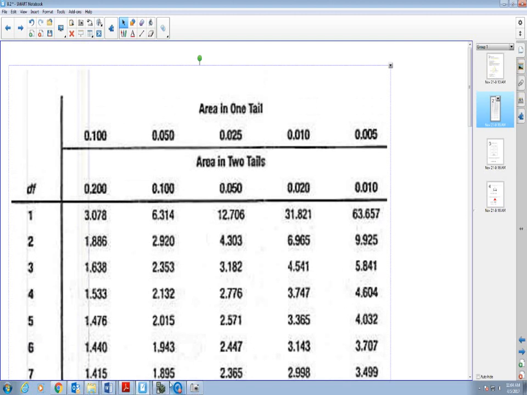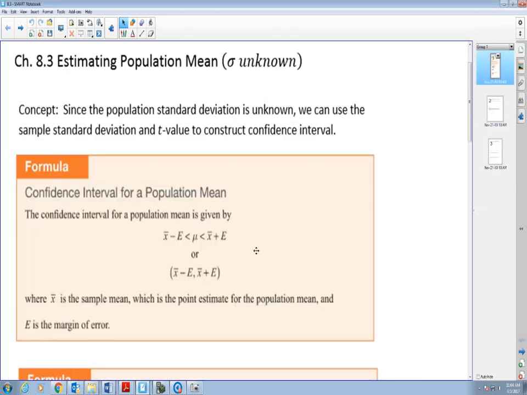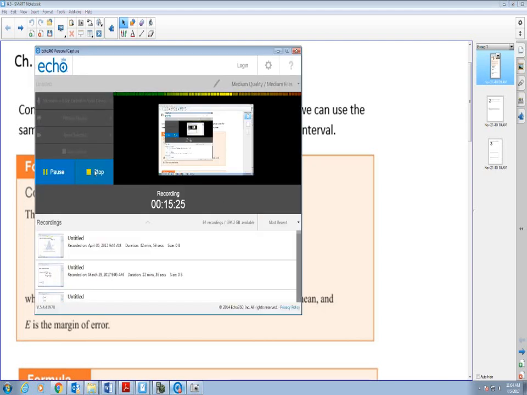All right. So we will use the T value in the next lecture video, where we will estimate the population mean when the sigma is unknown. All right, thank you for watching. We'll pick up with the next lecture.